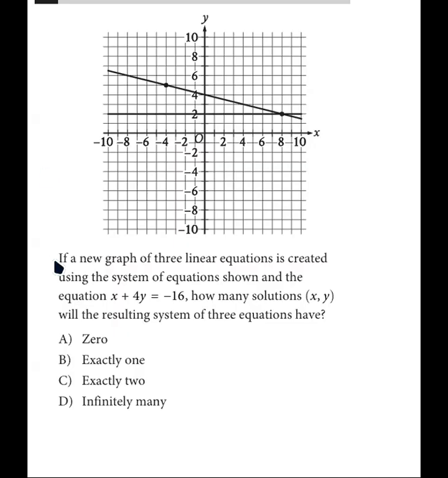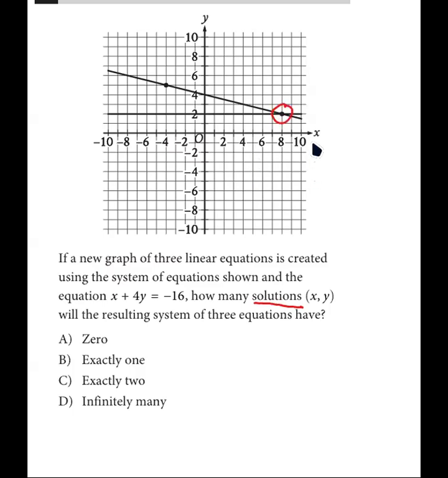Okay, so for this question, we have a graph, and we're told we have two lines already, which have a solution at 8, 2, and we're told if we add another line, how many solutions x, y will the resulting system of three equations have? Well, if we have three lines, for it to be considered a solution to the system of equations, they would all have to pass through the exact same point. So in this case, the only possible value it could be is here.